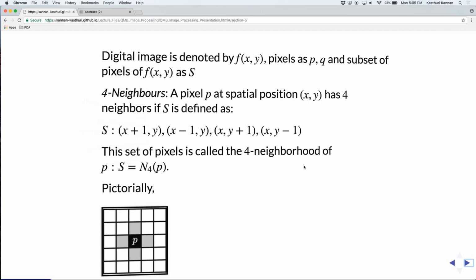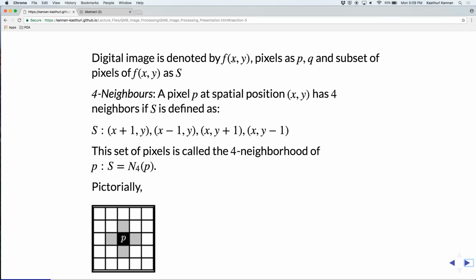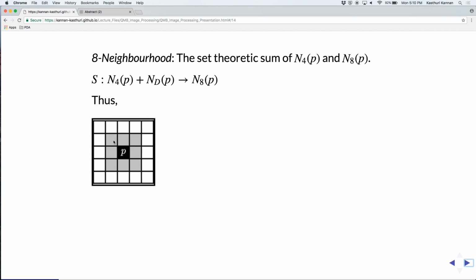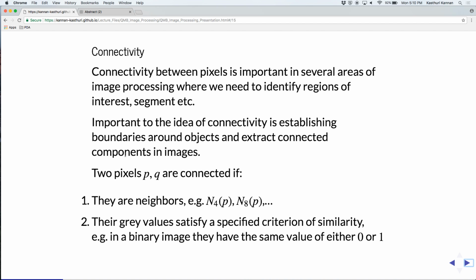But before that, we will define the following. A digital image is denoted by f of x,y, like I said before, pixels as p and q, and a subset of the pixels as S. So 4 neighbors are simple. For a pixel p, it just corresponds to these 4 neighbors, right? That is the set of all the 4-neighborhood of p. Similarly, we can have diagonal neighbors, right? The diagonal neighbors are nothing but these 4 which are on the diagonals, right? And you can define an 8-neighborhood, which is composed of all the neighbors around that p, right? That's how you define the connectivity.